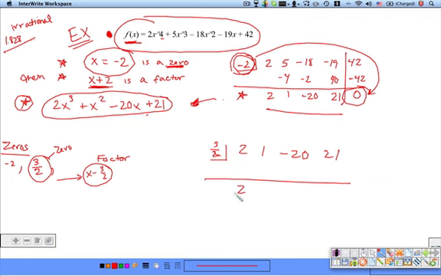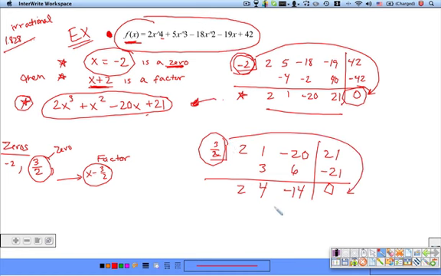Bring the 2 down. Multiply 3 halves times 2 is 3. Add them up. 4. 3 halves times 4 is 6. Add them up. That's negative 14. 3 halves times negative 14 is negative 21. And look at that. 0. So this shows you that that one is a 0 of the function. So x minus 3 halves is a factor.